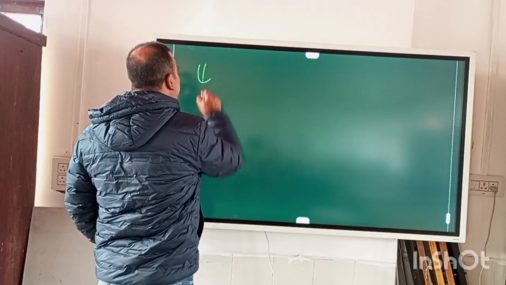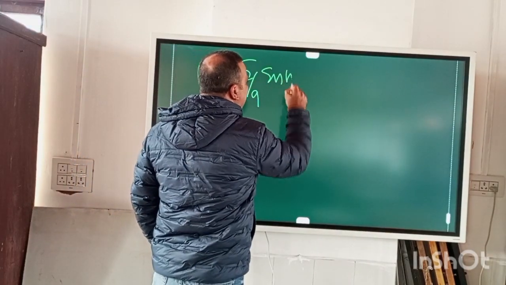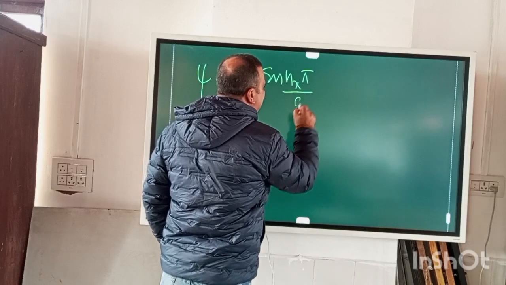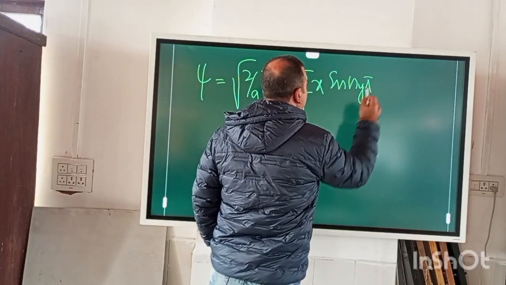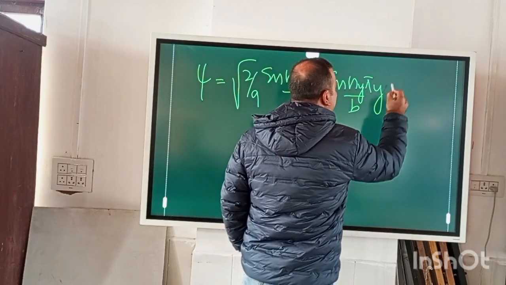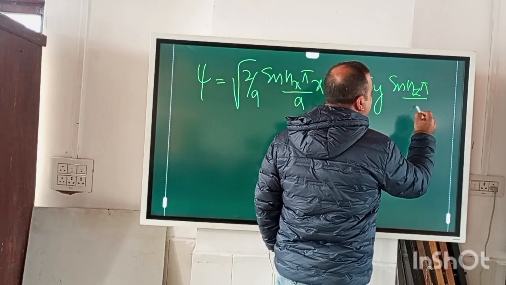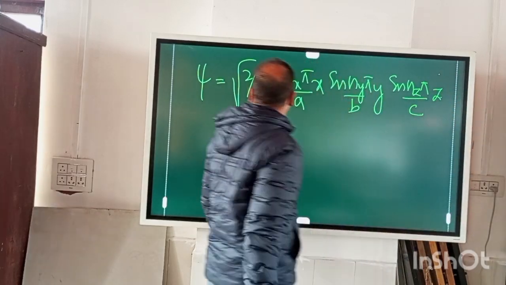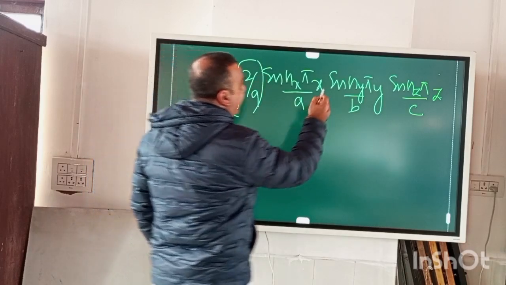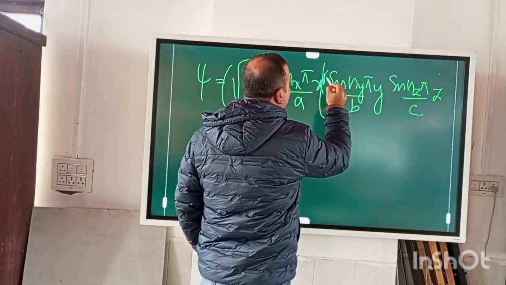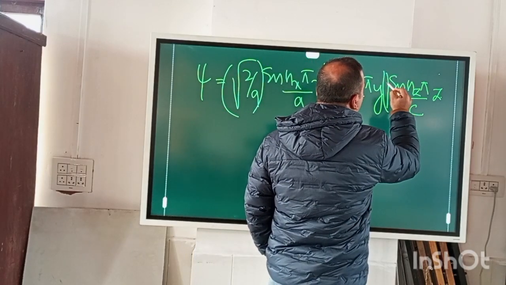So psi will be under root of 2 by a, sine of nx pi x by a, sine of ny pi y by b, and sine of nz pi z by c. But this under root 2 by a will be multiplied by under root 2 by b, and here you will have under root 2 by c.